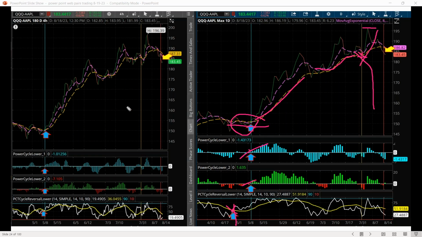That's the great thing. That was actually a $14 per share spread move right there. So that move on 100 shares was $1,400.